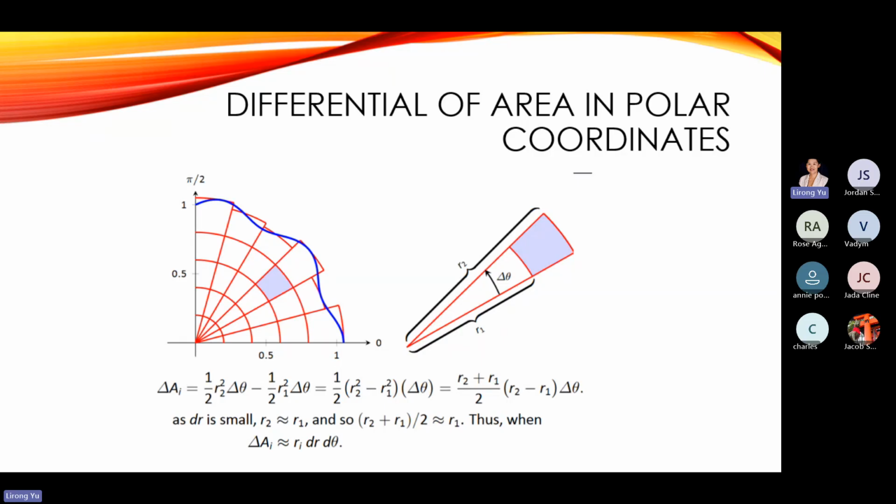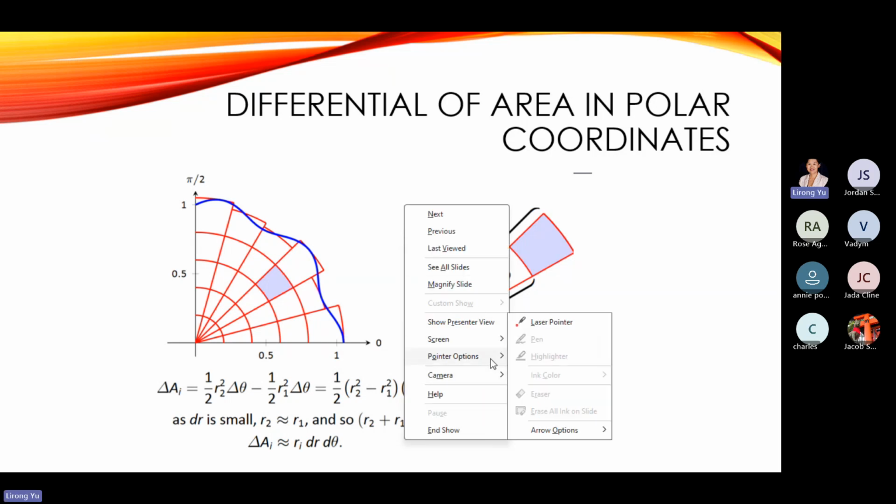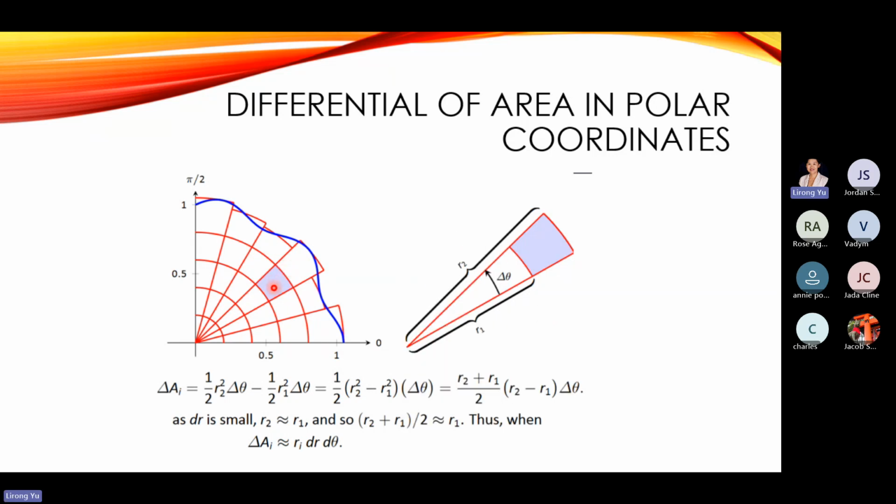Maybe I can use a pointer, so everyone can see. What's this part? You can think of it as this bigger sector minus the smaller sector. This bigger sector has the radius r2, and the angle is delta theta, because this is the smaller angle and this is the bigger angle. The bigger angle minus the smaller angle is delta theta. So the angle is delta theta, the radius here is r2, and the radius here is r1.